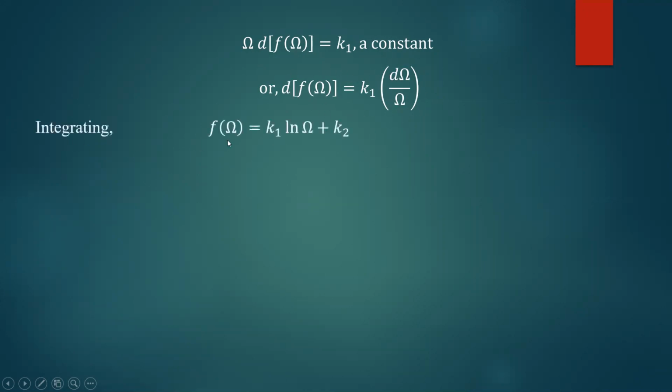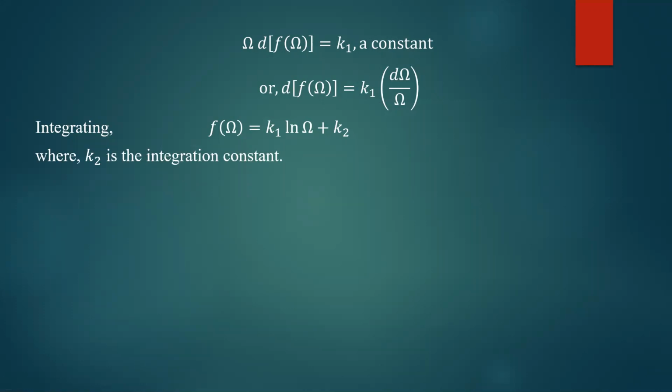Integrate it. If you integrate this, the integration of the derivative of f of omega is f of omega, which is equal to k1 into ln omega, because the integration of 1 by omega is ln omega, plus some integration constant. Here k1 is a constant and k2 is an integration constant.